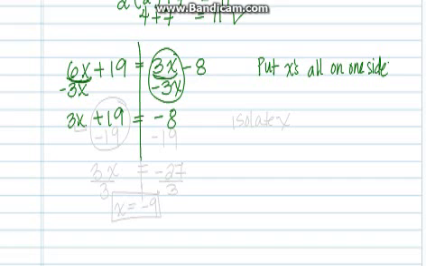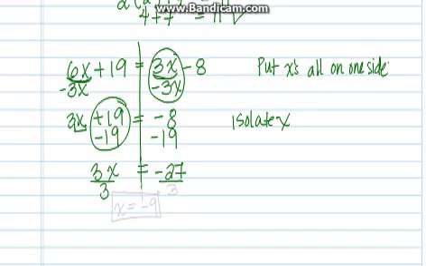And then it looks like just above. So to isolate x, we will move the positive 19 over by subtracting 19. Make 0, subtract 19. We're left with just 3x is equal to negative 27. Divide each side by 3. We get x is equal to negative 9, which you could check if you'd like.